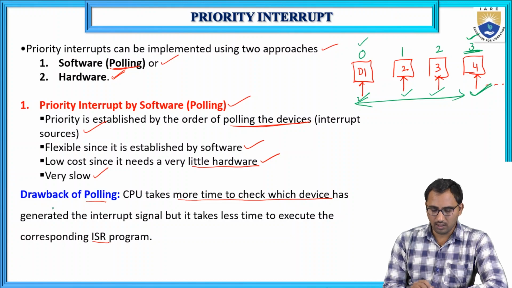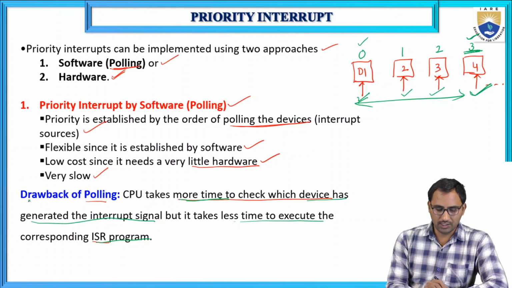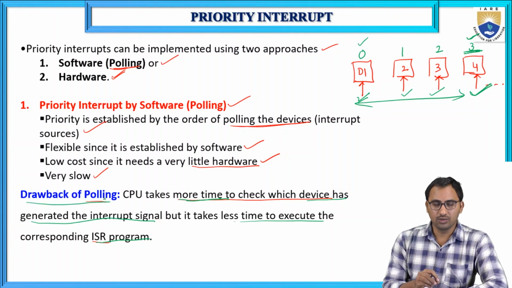And so that is a drawback. The CPU takes more time to check which device has generated the interrupt signal. But it takes less time to execute the corresponding ISR program, because the time required to execute the ISR program is fixed for all the devices. But here the time required to determine which device generated the interrupt is more than the time required to execute the ISR program. So that's why this is a drawback of the software approach.